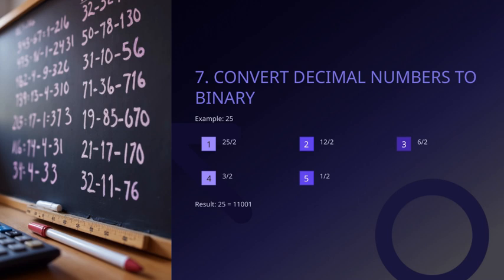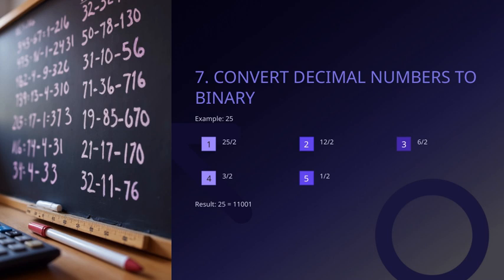So, starting with 25, we divide by 2, which gives us 12 with a remainder of 1. Then, we take 12 and divide by 2 again, resulting in 6 with a remainder of 0. Continuing this process, 6 divided by 2 gives us 3 with a remainder of 0, and 3 divided by 2 yields 1 with a remainder of 1. Finally, 1 divided by 2 gives us 0 with a remainder of 1.